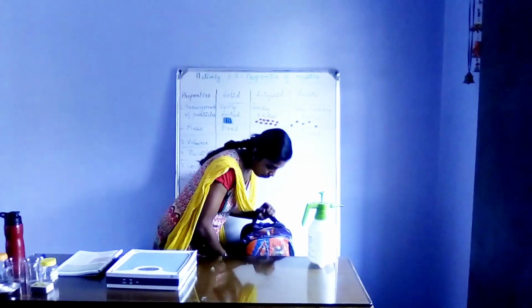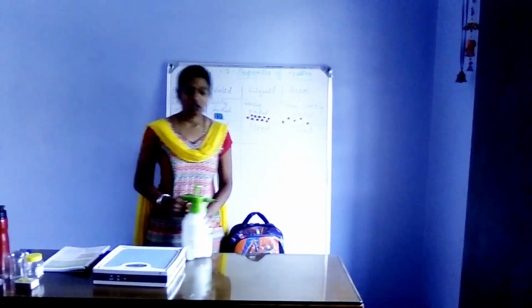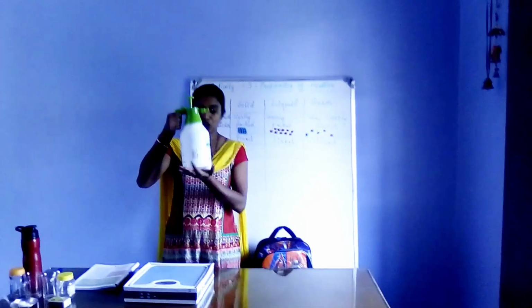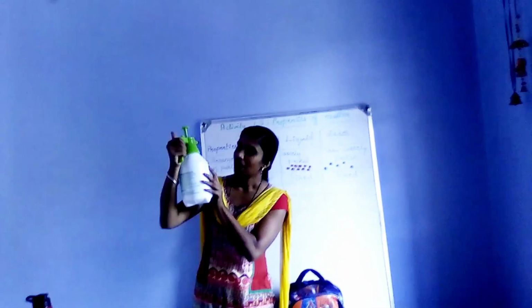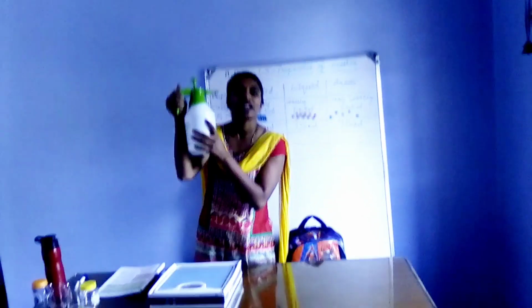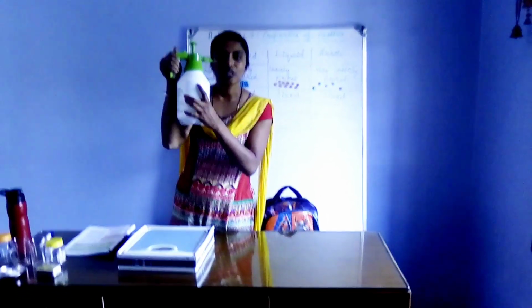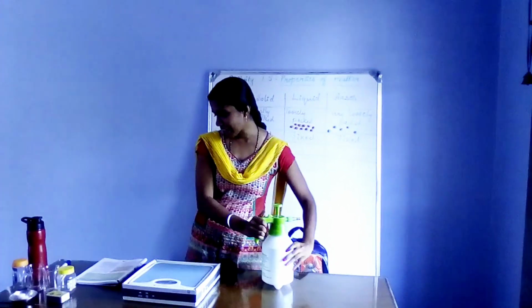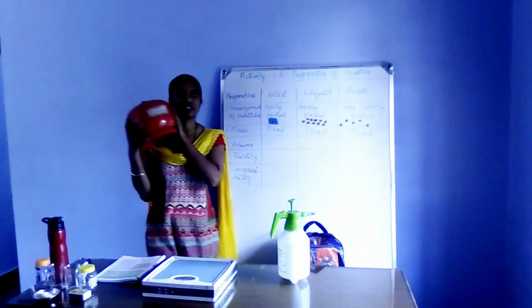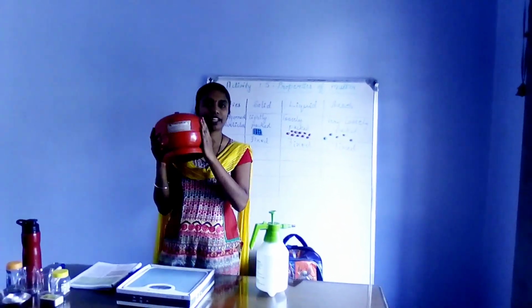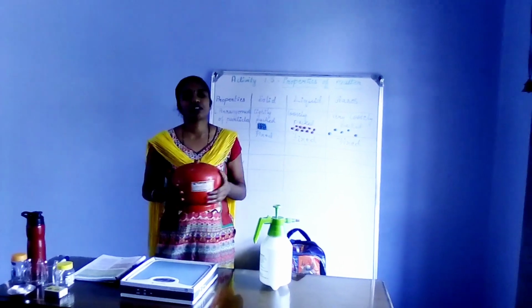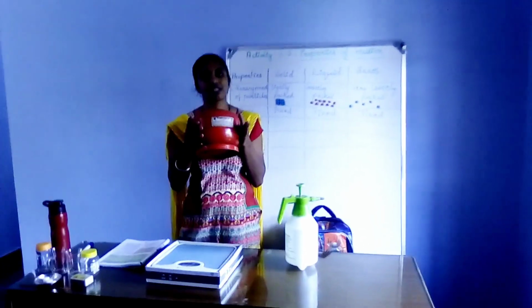So let us see what about the liquid. Liquids also have fixed volume. If I take this, the volume of the liquid in this cylinder is 1500 ml. So this shows that liquids have definite volume. Now if I take this gas cylinder, as I said, the cylinder weighs 1.5 kg, and here around 3 kgs of gas is filled.